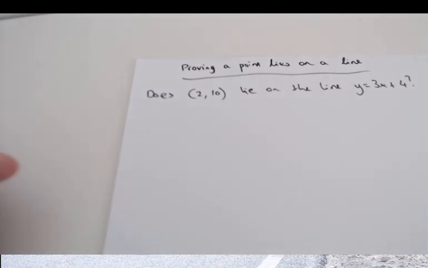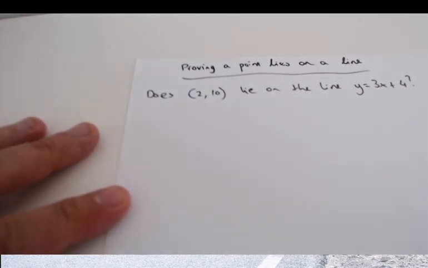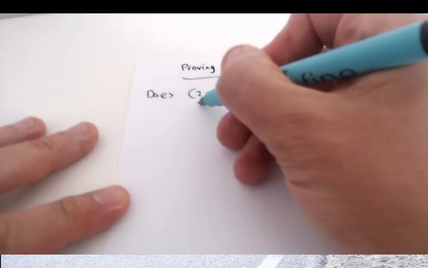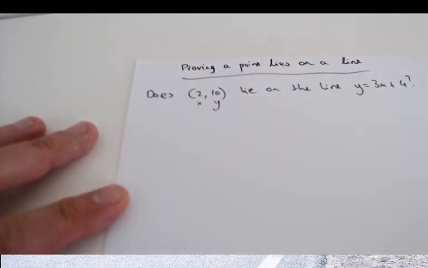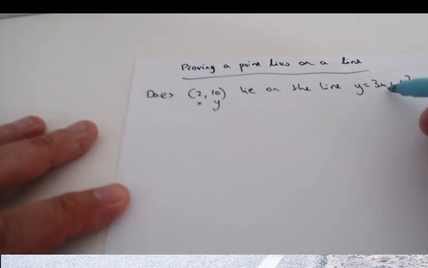Now to do this, all I'm going to do is substitute 2 and 10 in instead of x and y. I've just got to be careful how I do this. What I'll do is substitute 2 in instead of x. We'll do this calculation, and if the answer is 10, then the point lies on the line. If the answer is not 10, then it does not.